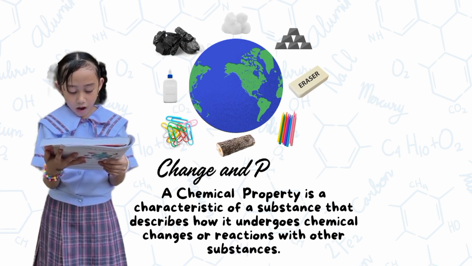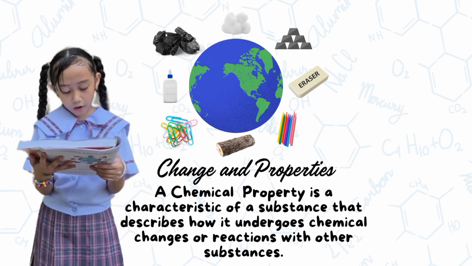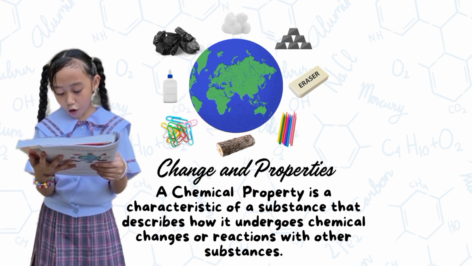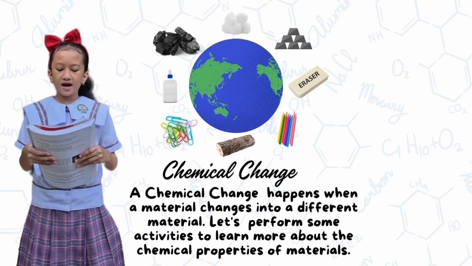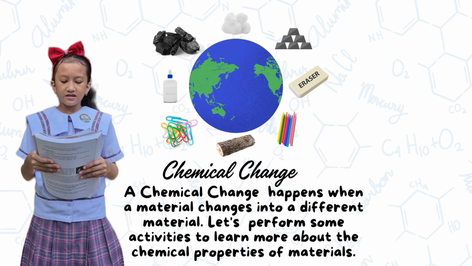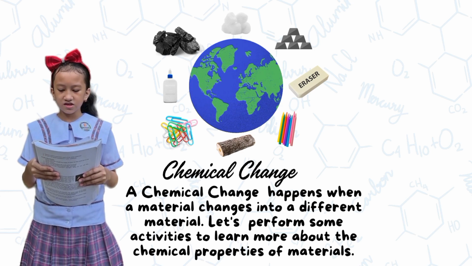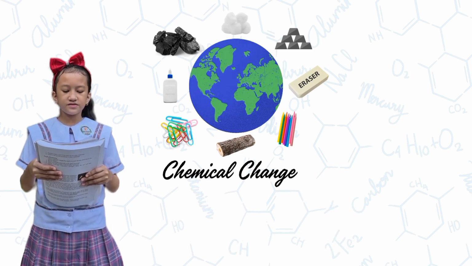Change in property. A chemical property is a characteristic of a substance that describes how it undergoes chemical change or reaction with other substances. A chemical change happens when a material changes into a different material. Let's perform some activities to learn more about the chemical properties of materials.